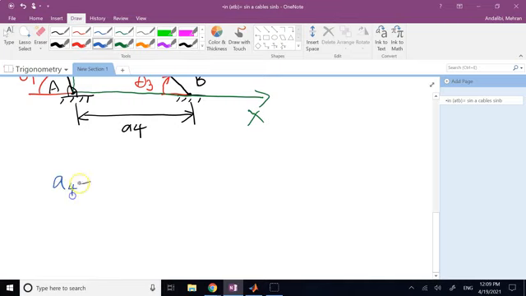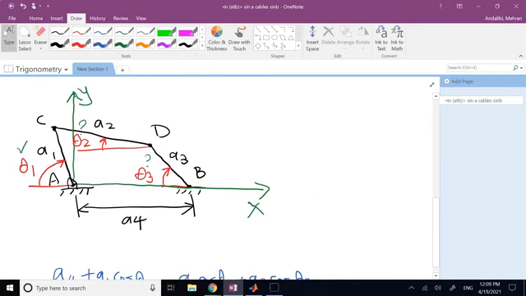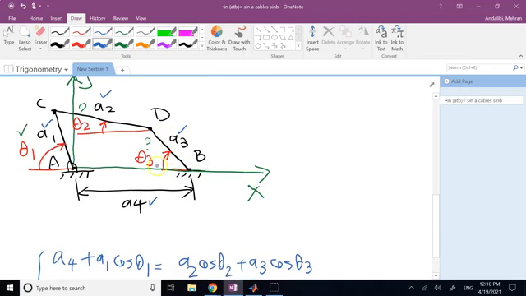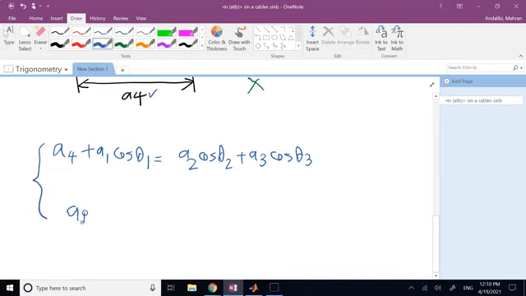So here, let me write it, a4 plus a1 cosine theta 1, which is a known number, is equal to a2 cosine theta 2 plus a3 cosine theta 3, correct? And assume that the lengths of the members are all given. So I know a1, a2, a3, and a4. So that's equality of the x's in the loop. Now for y's, you go up as much as a3 sine theta 3, and then go further up as much as a2 sine theta 2. That should be equal to a1 sine theta 1 because this member is horizontal. So you can say a1 sine theta 1 is also equal to a2 sine theta 2 plus a3 sine theta 3.